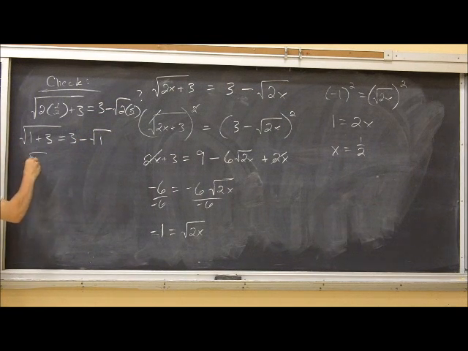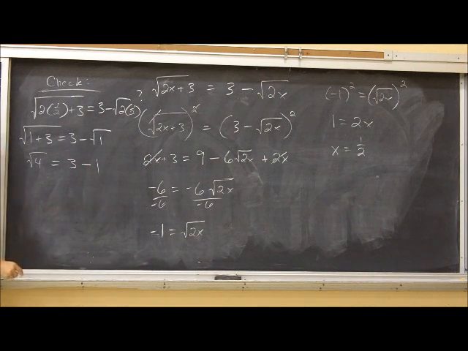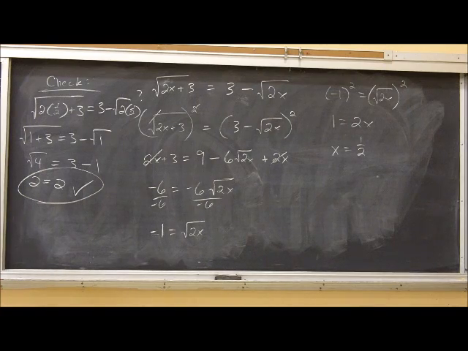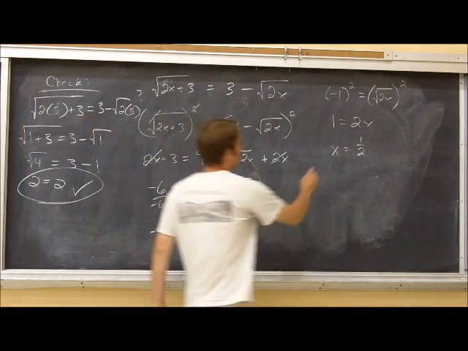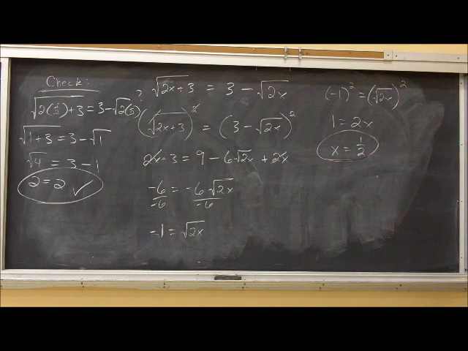So this is the square root of 4. Is that equal to 3 minus the square root of 1, which is 1? So the square root of 4 is 2, and then 3 minus 1 is 2. So yeah, that's a perfectly good answer. We'll keep x equals 1/2 as an answer to this equation.